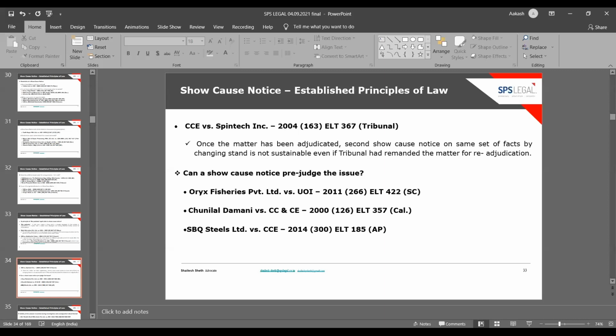In the SBQ Steel Limited case, the AP High Court noted that the show cause notice had frequently used the words, "it is clear, it is clear from this." This was treated by the High Court as practically arriving at a premature judgment, prejudging the issue, and the proceedings were quashed. This is very important. It will again depend upon the reading of the show cause notice. Generally, one would find the show cause notice only says, "it therefore appears." Nowadays, nobody makes the mistake of saying that it is very clear. But this principle can be kept in mind.